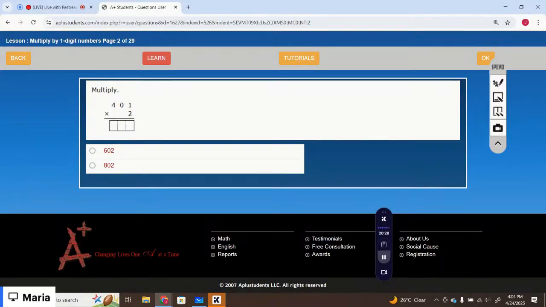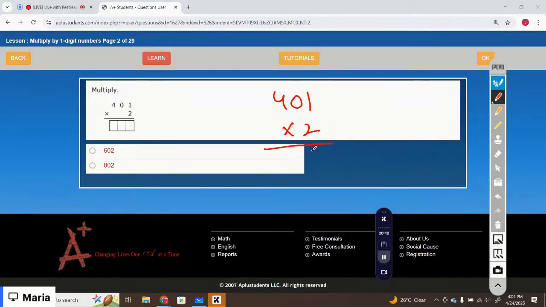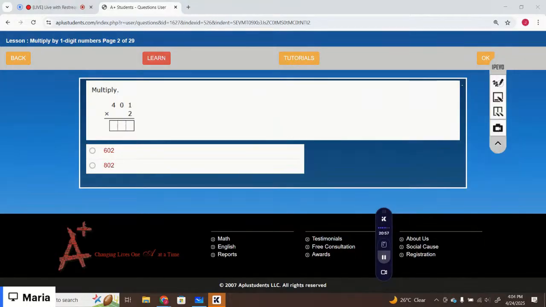Multiply 401 times 2. 2 times 1 is 2. 2 times 0 is 0. And 2 times 4 is 8. That is 802. Option number 2 is the correct option. 401 times 2 is 802.